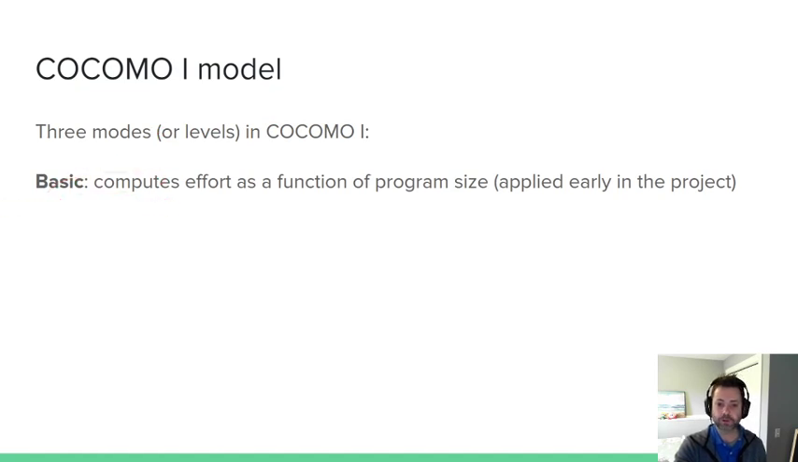So we have the basic level where we're going to look at effort strictly in terms of the size of the program. So how many lines of code are there? That is going to be our input, and that's it. This is good to do early on in the project because we don't have a lot of the other pieces in place yet. All right, so if I'm estimating this program's going to take 2 million lines of code, then that's my input to the model. How much effort will this take us? You don't get a lot of the nuance with that, right? You're missing a lot of information.